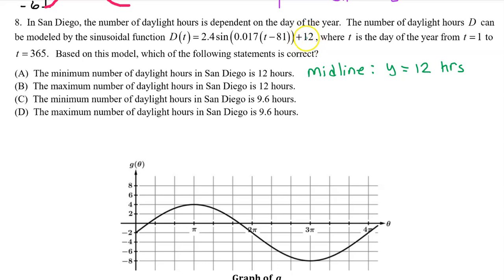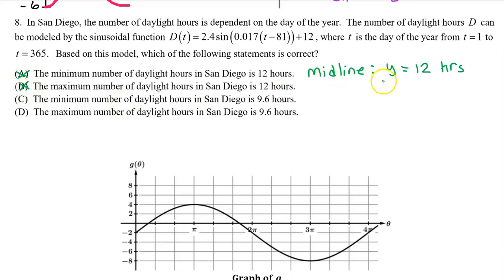Based on the d value, the midline is y equals 12 hours. So the maximum number of daylight hours will not be 12. The minimum number of daylight hours cannot be 12. This is sort of the middle number of daylight hours. So we can eliminate options A and B.